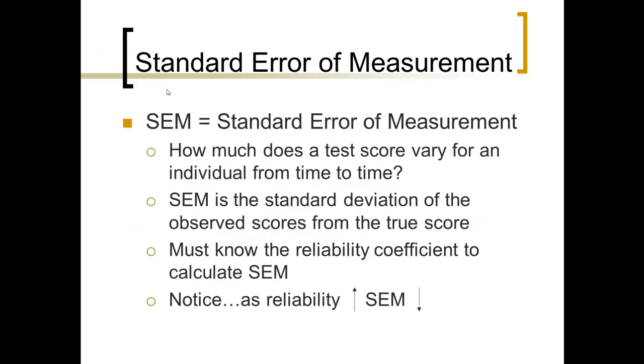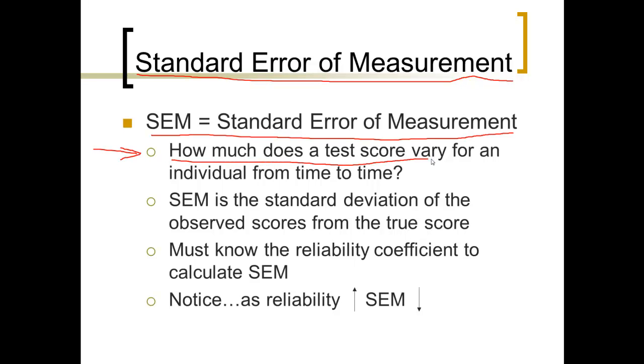Now, another term, standard error of measurement. All right. We don't live in a perfect world, and so our tests aren't perfect. And let's face it, people aren't perfect either. But what standard error measures do for us is this. It tells us how much a test score varies for an individual from time to time.